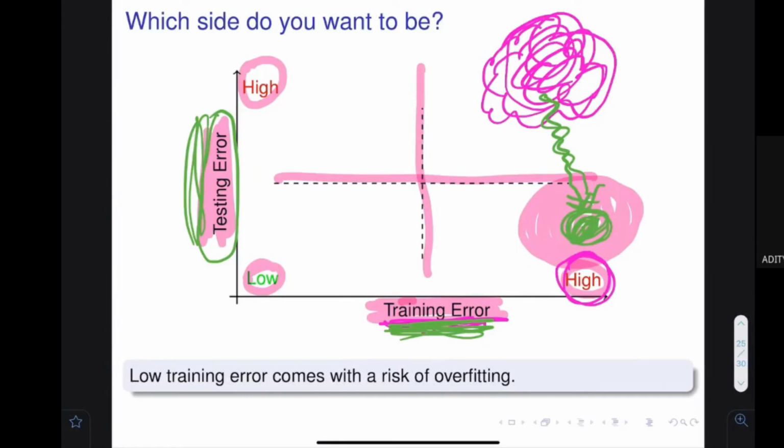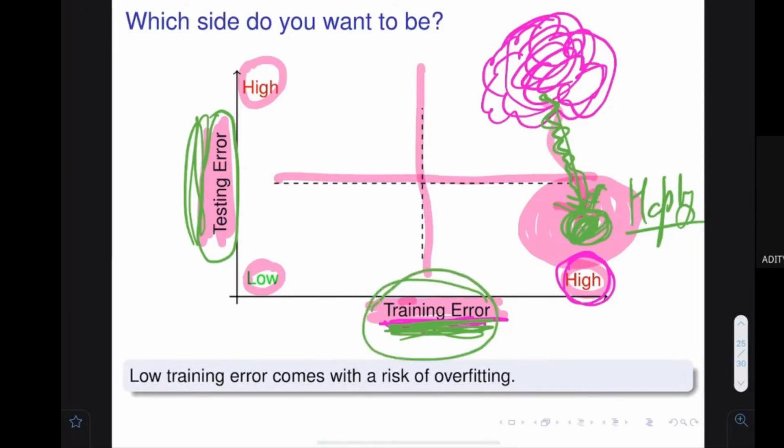I'm happy here or not? Say yes. I'm happy here because my error on the testing side is less, but on the training my error is high. But you cannot come from here to here, because you don't know how to come from this particular place to here, since only this particular training data is given to you. So you have to come into this particular thing.